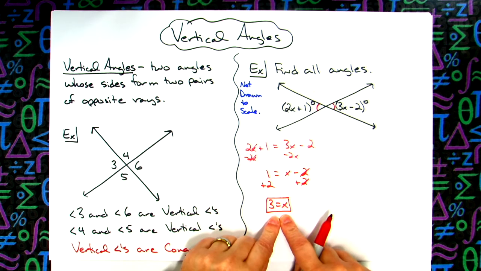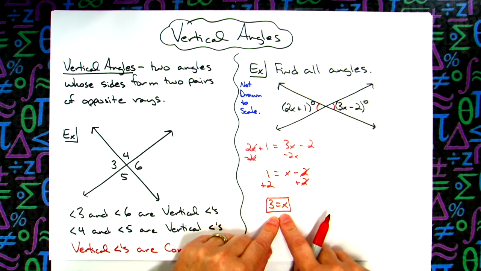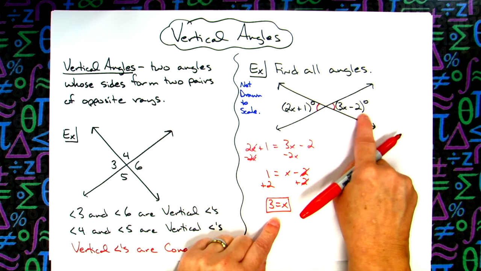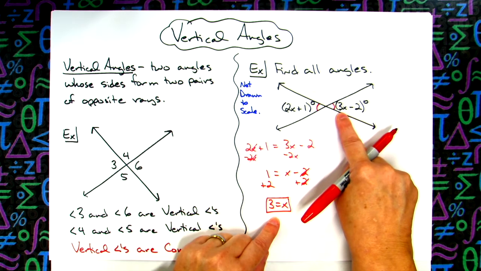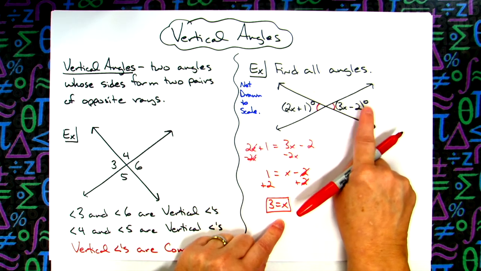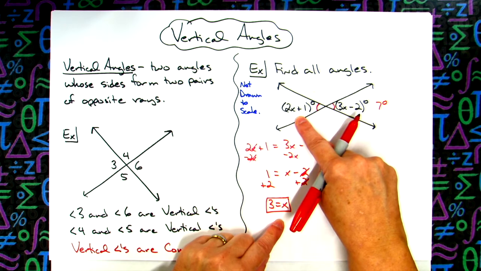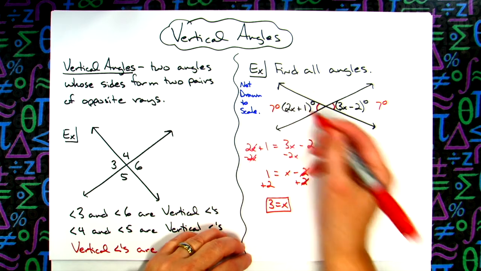So what I need to do then is take this x equals 3 and plug it back into this. If I plug it back in here, 3 times 3 is 9, minus 2 is going to give, 2 times 3 is 6, plus 1 more is 7. So yes, this is 7 degrees.